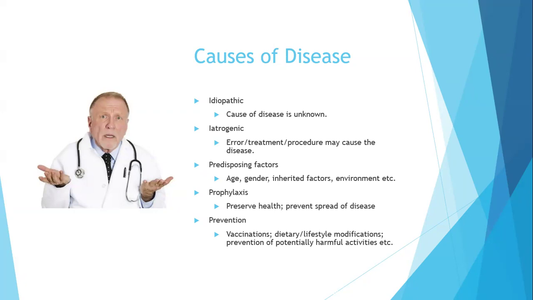And iatrogenic disease is something that's caused by a treatment or procedure or even a medical error that causes the disease. An example of this is you take a medication to treat one thing and it affects another system. So when you read the warnings on medications, a lot of times they say may cause this other problem.